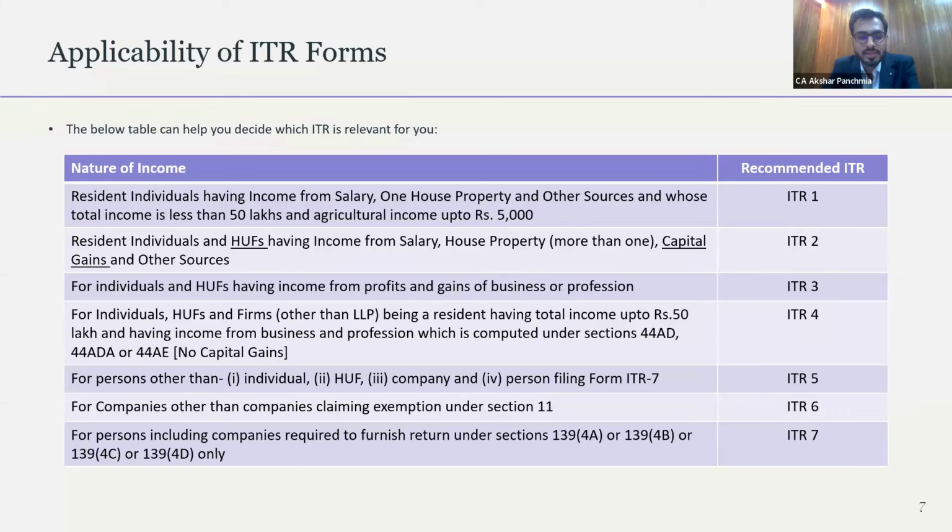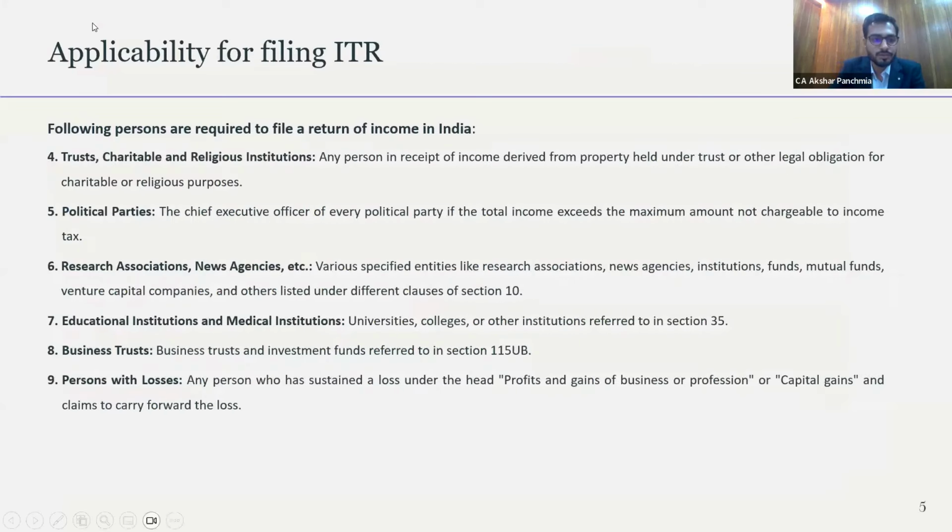And for ITR 7, every person, including companies, has to file ITR 7 where they fall under 139 4A, 4B, 4C, or 4D, which, as I mentioned above, would be covered from serial number 4 to serial number 7 mentioned in this slide, being trusts, charitable or religious institutions, political parties, educational institutions, etc.